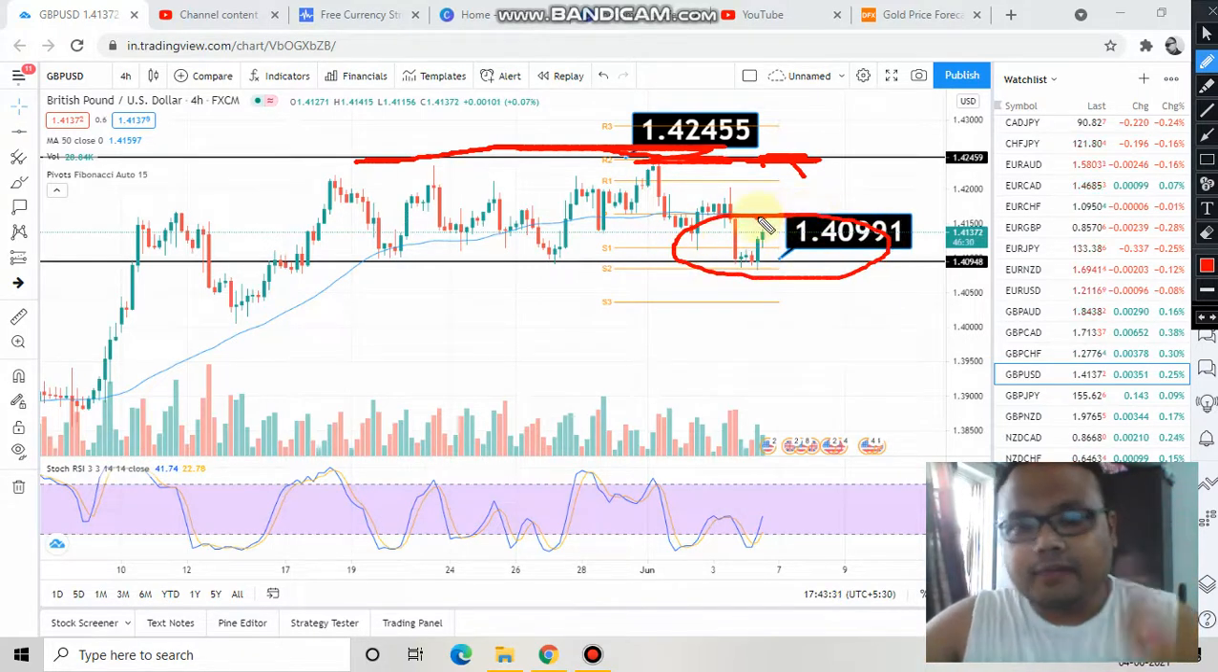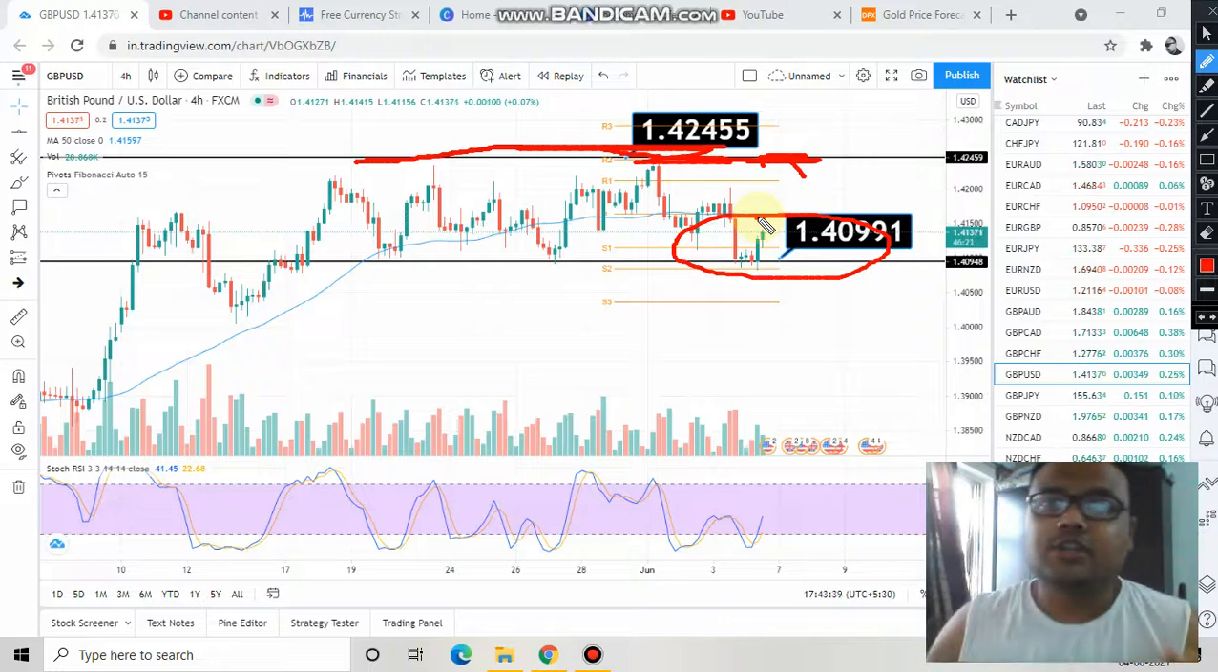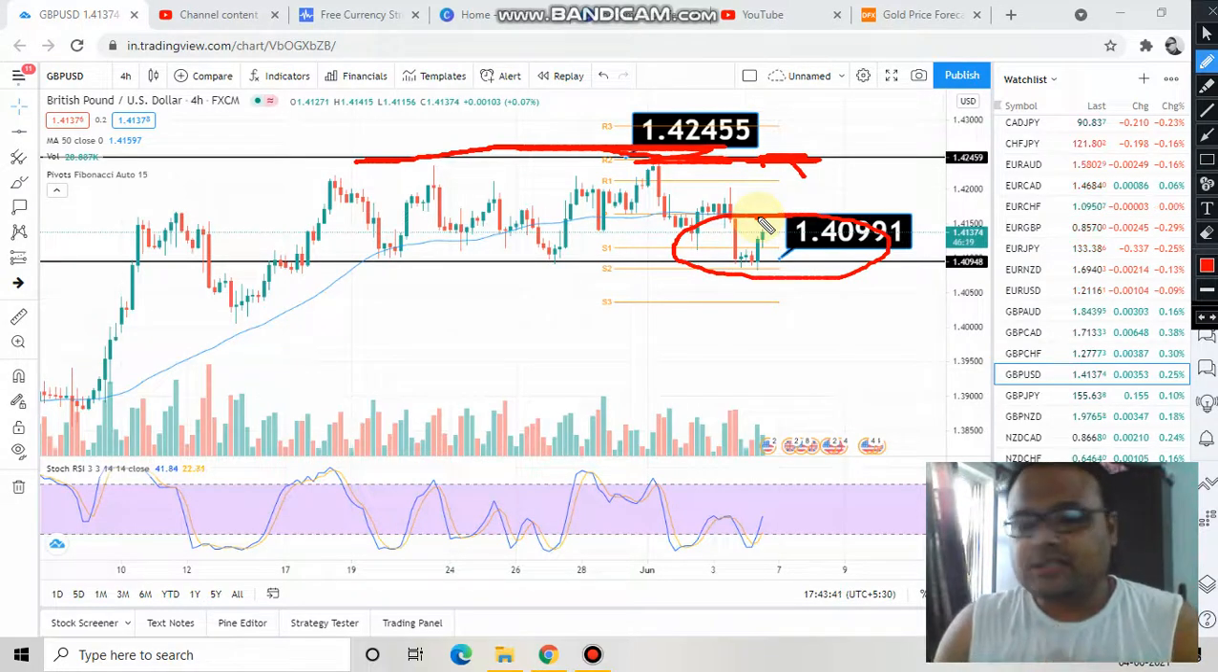If you are in a profit, enjoy the profit. If you want to start a fresh position, I have already discussed what you need to do. So nothing much in GBP USD chart for today. So this is it. Hopefully you have understood.